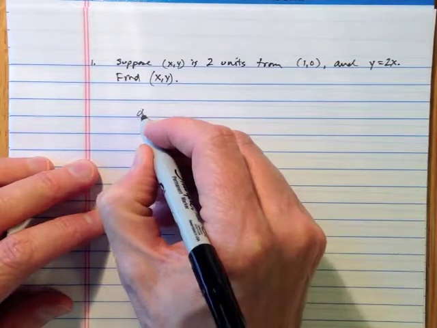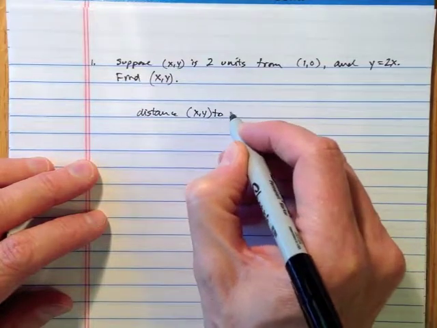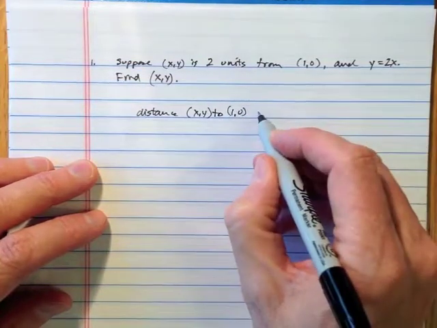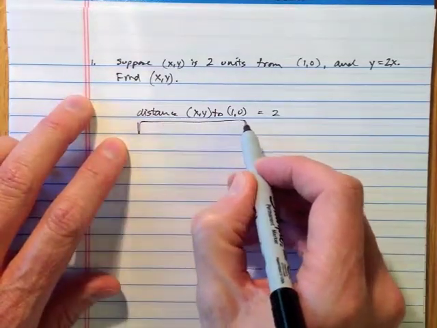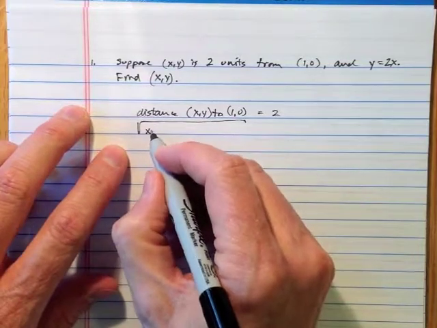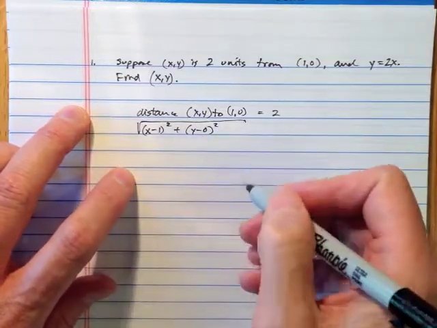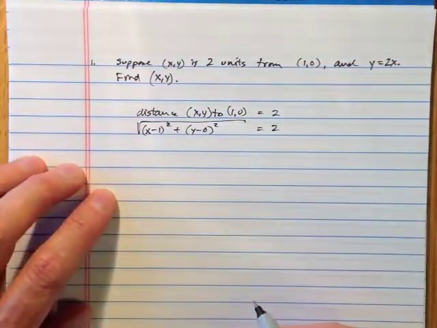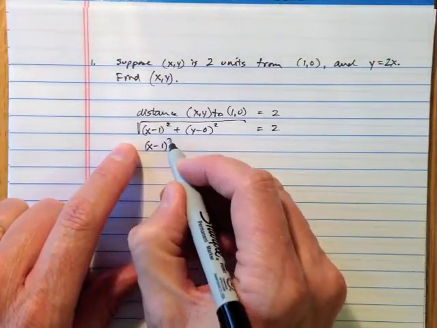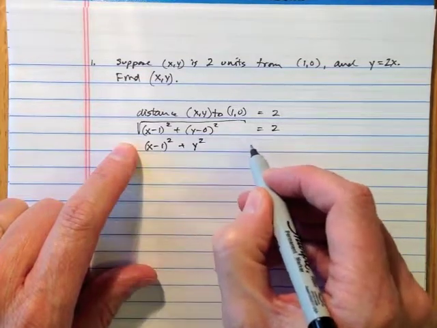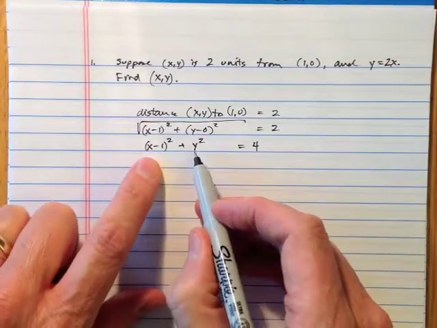So the distance from (x, y) to (1, 0) has to equal 2. But there's a distance formula for that. It's the square root of the change in x squared plus the change in y squared. That has to equal 2. If I square both sides, the equation gets a little easier, so let's do that. (x minus 1) squared plus y squared has to equal 2 squared, which is 4. So there's one equation in x and y.